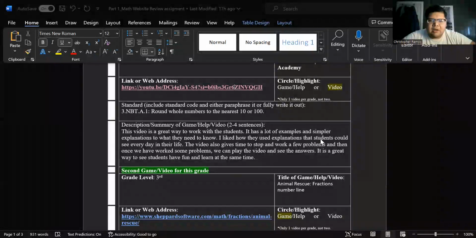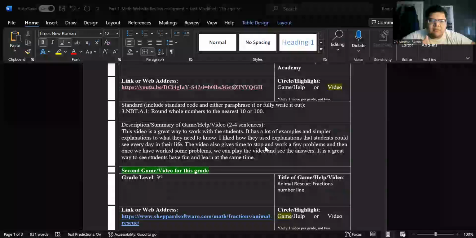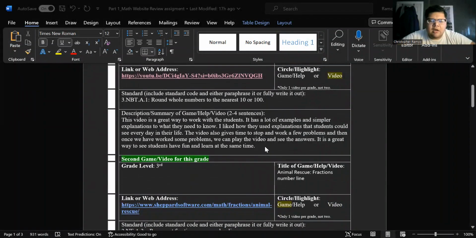What I liked about it most was that it gave you time to pause, so you can work that problem with the students and then play the video and see what the answer was. It's just a fun way of engagement with the students. It also explained how to round whole numbers to the nearest 10 or 100 in a way they could understand, work together, and solve the problem.